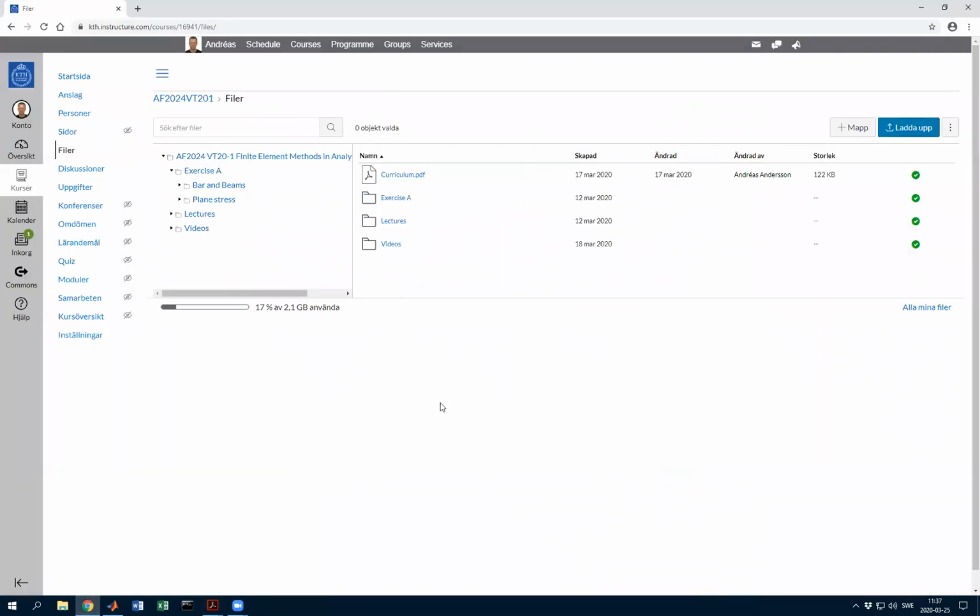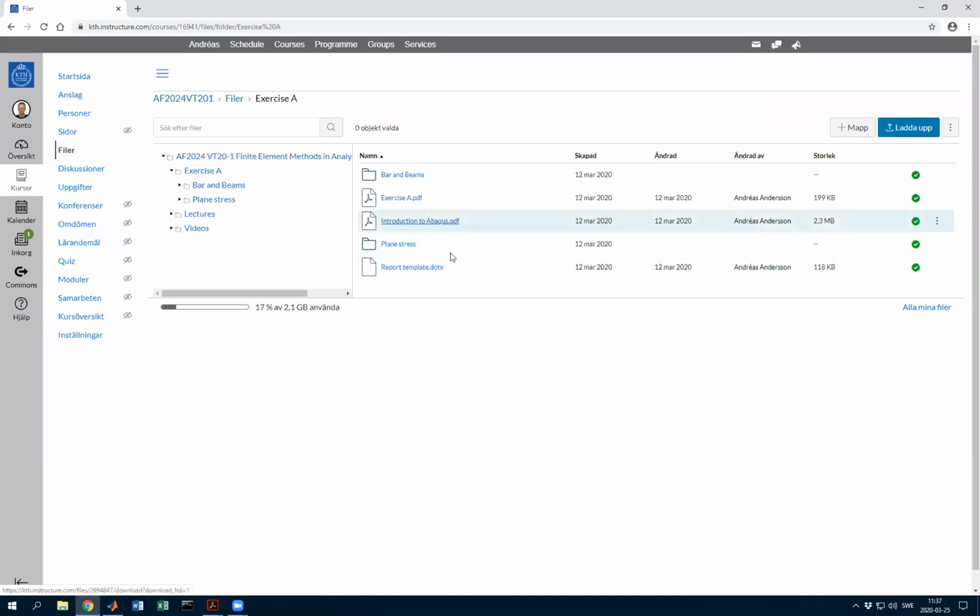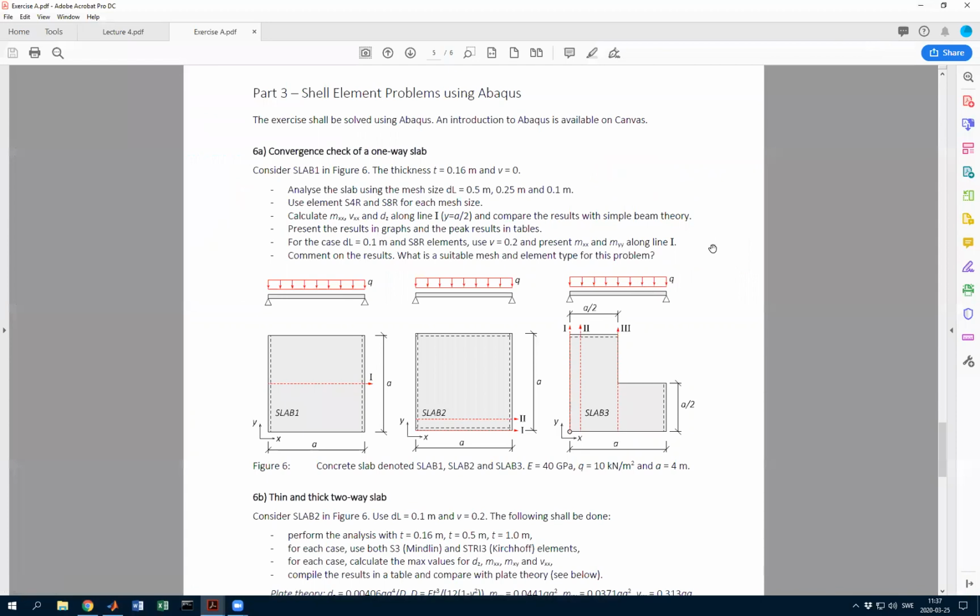So on the Canvas page, I have a folder here, exercise A, and they will make similar folders for exercise B and C. Okay. And also under exercise A, you may have seen this introduction to Abacus to get you started on that. So if you follow, I would recommend when you start using Abacus that you follow this introduction to get familiar with the program. So then the exercises will go smoother, I believe. Okay.